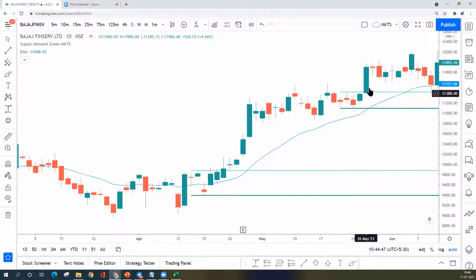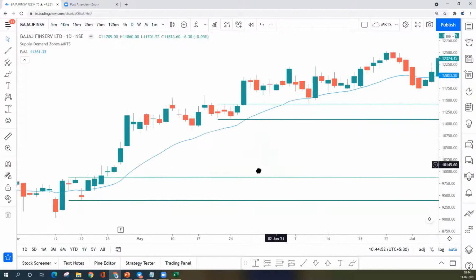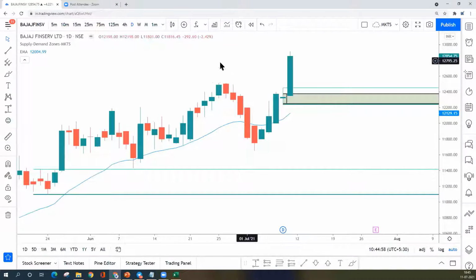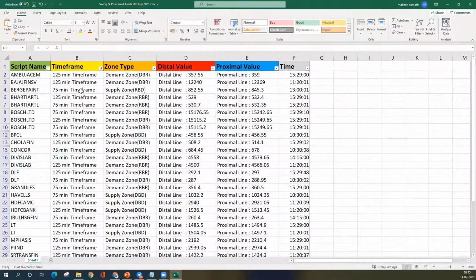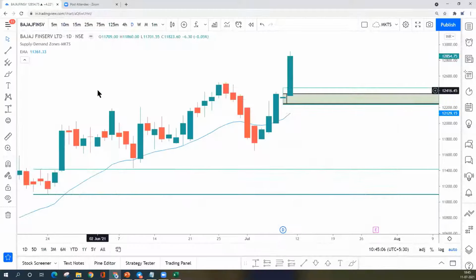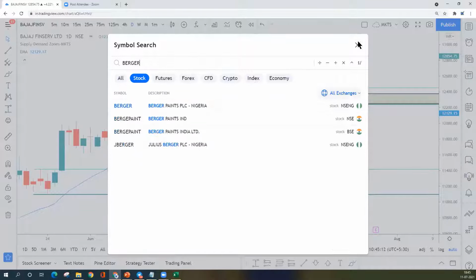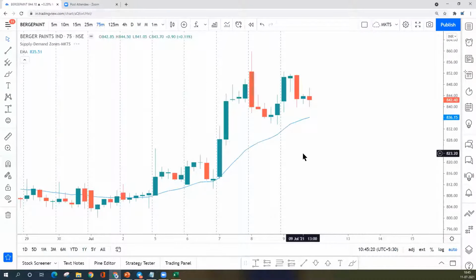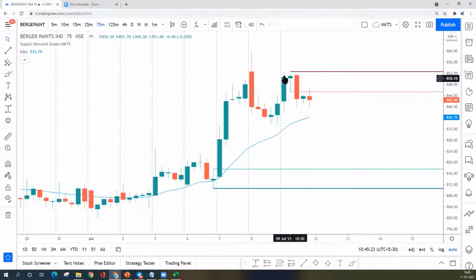How many days it took? I think about 8-10 trading days. After 10 days, you got the pullback. So Berger Paints, the zone is on which time frame? 75-minute time frame is the zone on Berger Paints. Yes, so it has plotted this supply zone. Rally base drop.